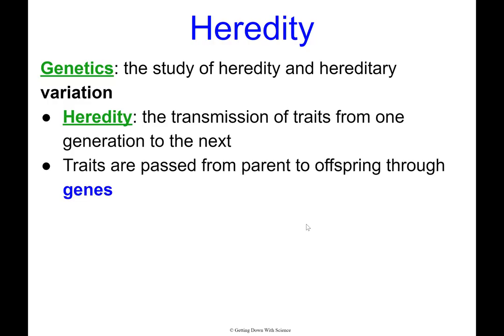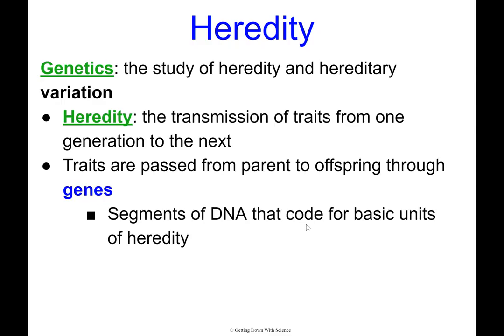So traits are passed from parent to offspring through genes. And so when we're talking about genes, remember, we're talking about that little segment of the chromosome, of the DNA, that codes for that specific thing, or combination of segments, because sometimes it's actually more than one section of different chromosomes that code for a specific factor.